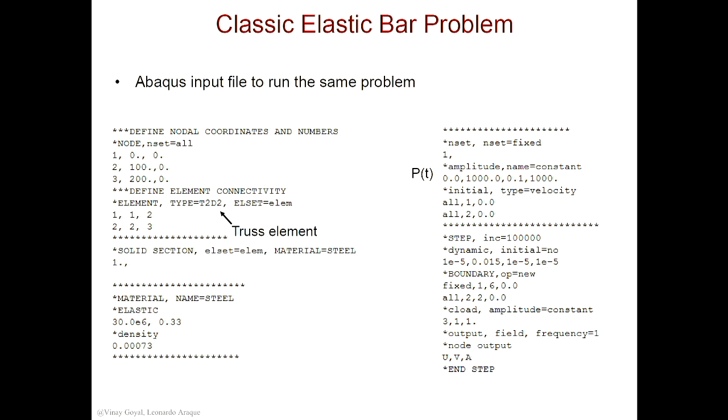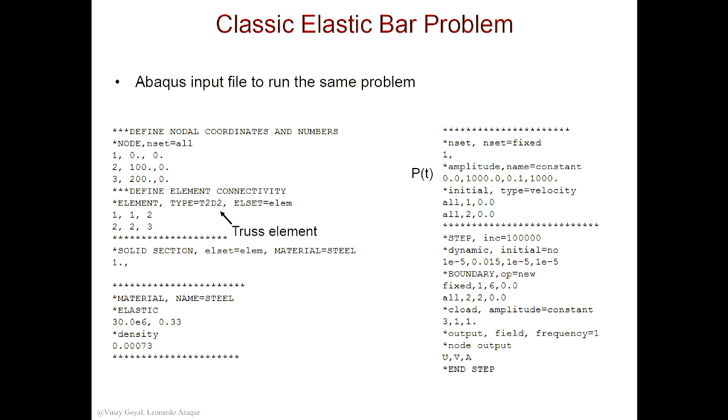Then apply a concentrated load. This is where I'm actually calling out the amplitude. So I'll say, okay, node 3. Remember node 3 is the one where I was applying the load on the right-hand side? Degree of freedom 1 because I'm going axial. And then I have a 1.0 because I'm going to reference an amplitude constant with the name constant. You make up this name. You can call it your name. You know, amplitude name equals Chris. I can do that.